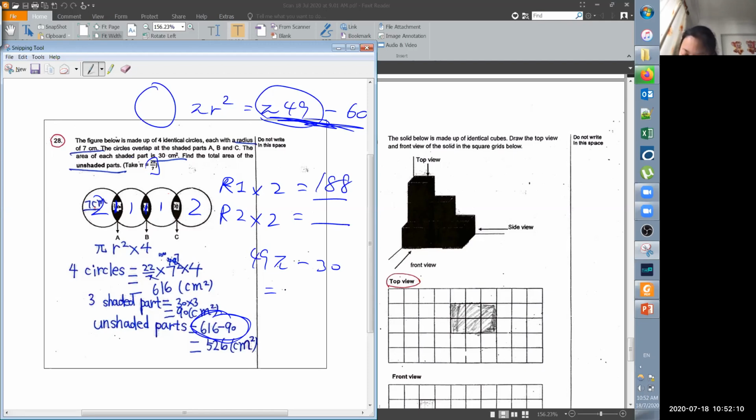One, 2, 4. You mean times 2 is 124? No, 248 times 2. Okay, so 248. So you just add these two up. 248. Just add these two up.